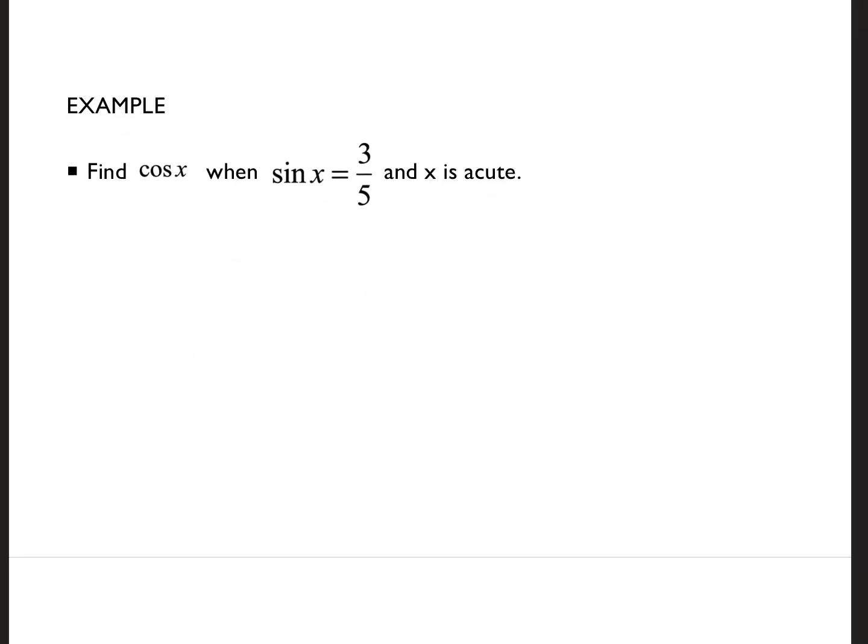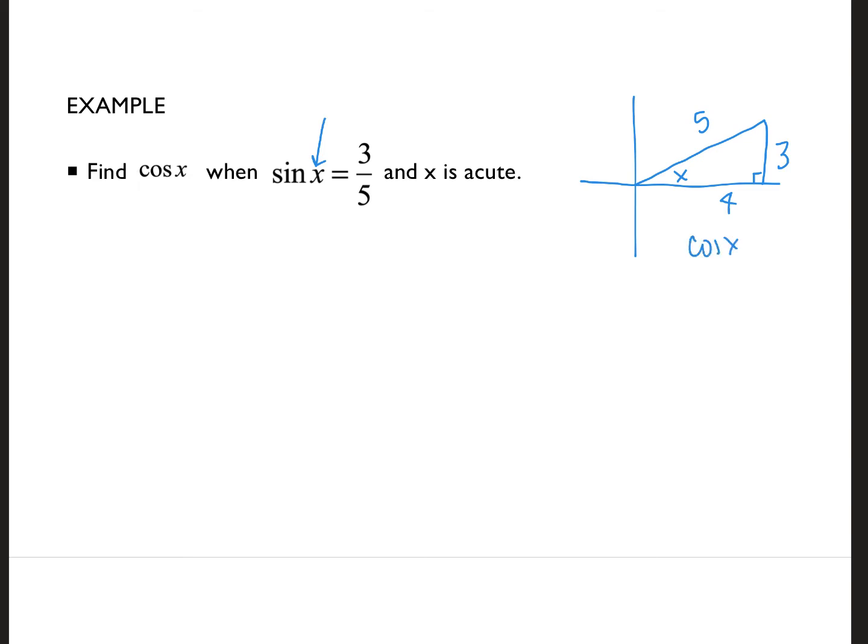Okay, so this problem is saying, let's find the cosine if we know the sine and we know that x, which is the angle, is acute. Okay, so I'm going to draw a picture. You guys know me pretty well by now. If I can answer a question with a picture, I will. So if the angle is acute, right, it would look something like this. Since I know the sine, I know the opposite side and the hypotenuse. So it's pretty obvious that this is a 3, 4, 5 triangle. All right. And then I can find the cosine.